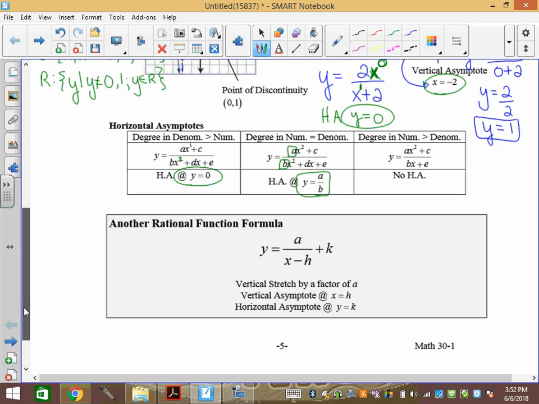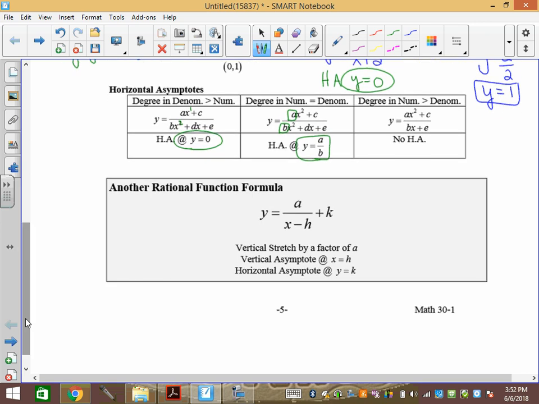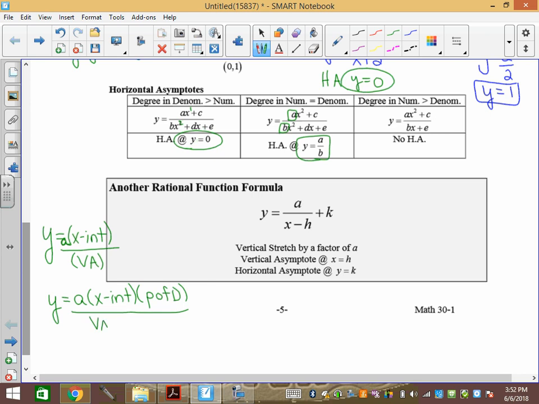Okay. So we're looking at a rational function in this form. The form we've just looked at was y equals, you would put your x-intercept and an a value in front, over your vertical asymptote. And you'd have to solve for that a, remember? Or if you have a point of discontinuity, it's a times your x-intercept times your p of d, over your vertical asymptote times your p of d. But your entire equation, numerator is over denominator. So that's the one format.